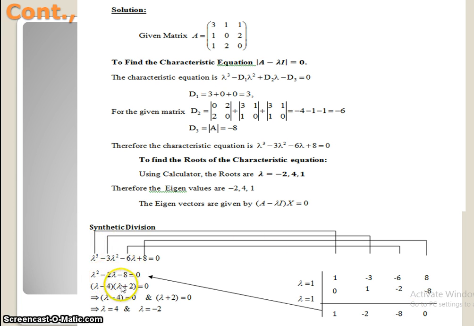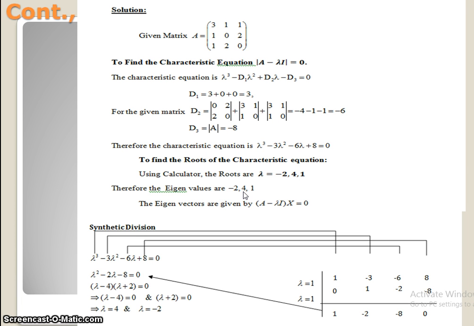So next we factorize this. How can we factorize here? I want minus 8, so we split the minus 2. So we get 2 into minus 4, that is minus 8. What is 2 plus minus 4? We get minus 2. Therefore lambda minus 4 into lambda plus 2 equal to 0. That implies lambda minus 4 equal to 0 and lambda plus 2 equal to 0. So lambda equal to 4, lambda equal to minus 2. Therefore the roots are lambda equal to 1, minus 2, 4. So these are the eigenvalues.